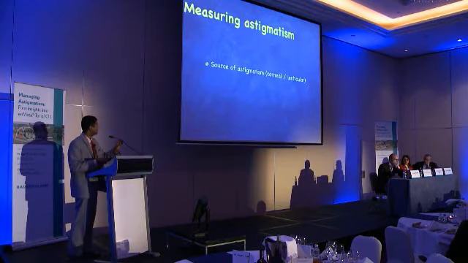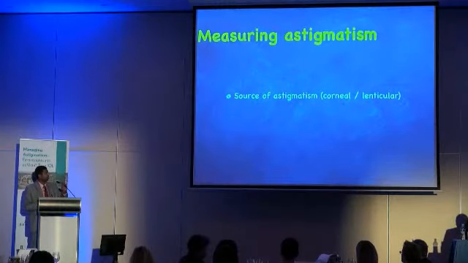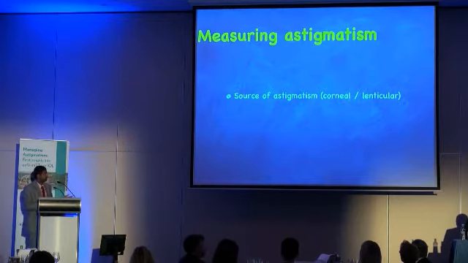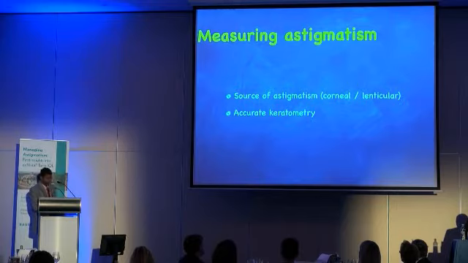The source of the astigmatism is a very important concept to remember. In a phakic eye, the sources of astigmatism could be corneal or lenticular, and now people are beginning to talk about pre-existing retinal astigmatism. Accurate keratometry is very important, and the other important point to remember is that while we are trying to correct astigmatism during cataract surgery, we are concentrating only on the corneal astigmatism and not on the lenticular astigmatism, for obvious reasons, because that lens is going to be removed.